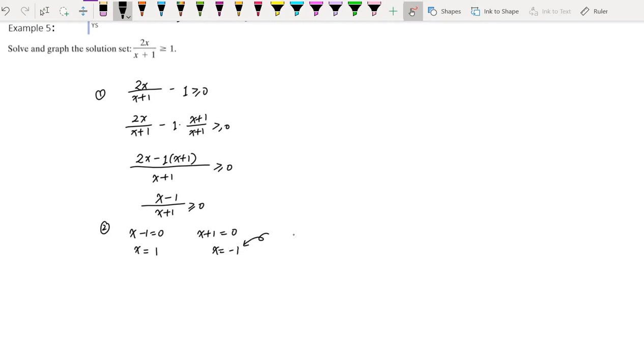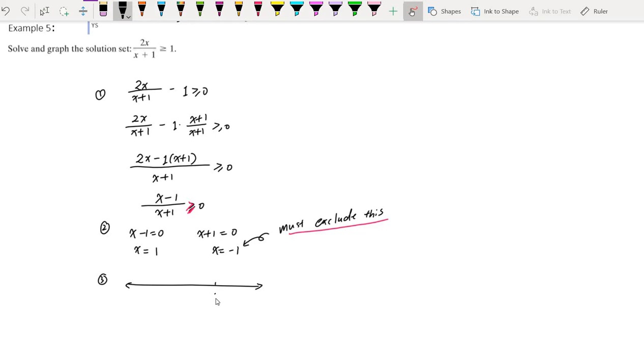So write yourself a note: we must exclude this. That means on -1, this side must use parentheses, no matter what happens here. So we must exclude x equal to -1. Okay, let's move on. Step 3, we're going to put this on the number line. So those are my boundary points.